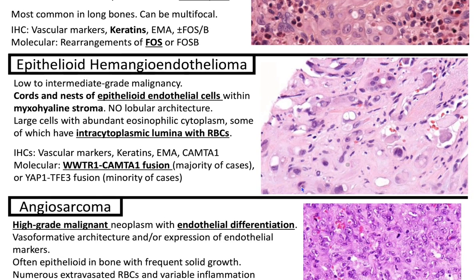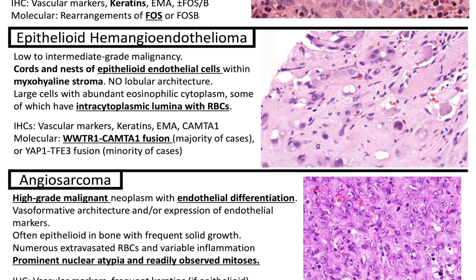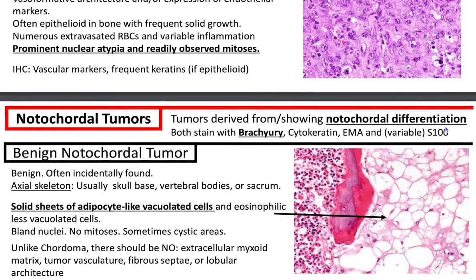Epithelioid hemangioendothelioma, look for your blister cells. You can have cells with intracytoplasmic lumina with red blood cells. And it's defined by WWTR1-CAMTA1 fusion, and angiosarcoma as well.